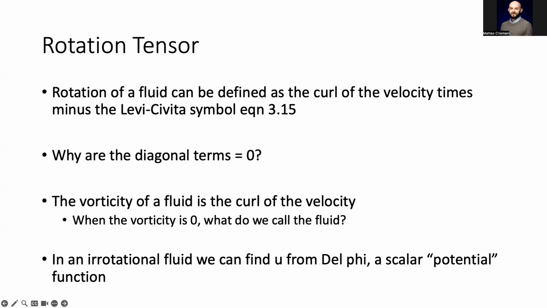Well, it's actually quite easy. It's a 3x3, and it's a 3x3 that has zeros on the diagonal. And it has minus omega 3 here, omega 2, omega 1, omega 1 down here, minus omega 2, and omega 3.